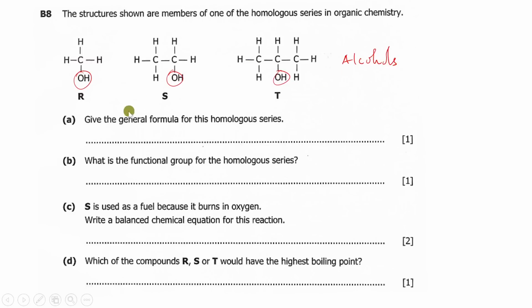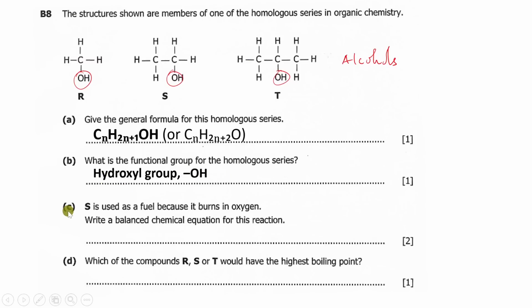If they say A, give the general formula for this homologous series. For you to give the general formula, you must know which homologous series this is. So the alcohols, the general formula is CnH2n+1OH. In the same B, what is the functional group for the homologous series? They all have OH, which is the hydroxyl group.